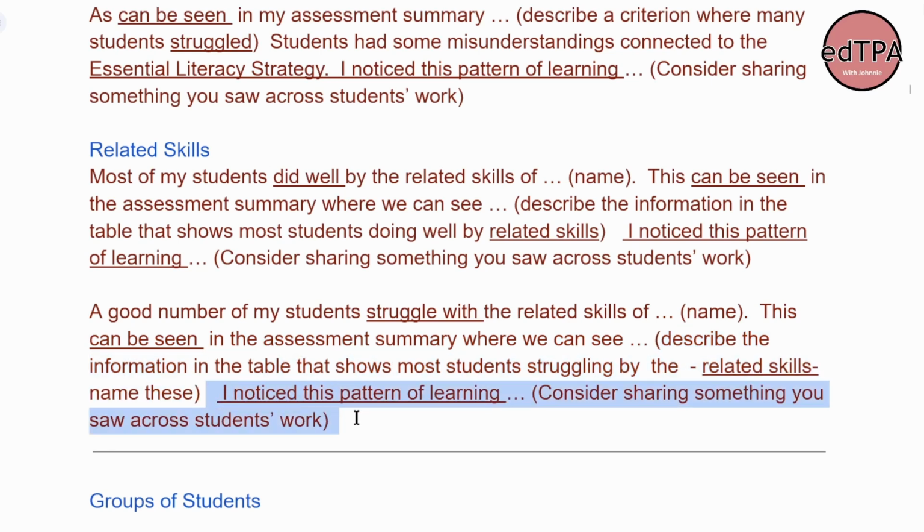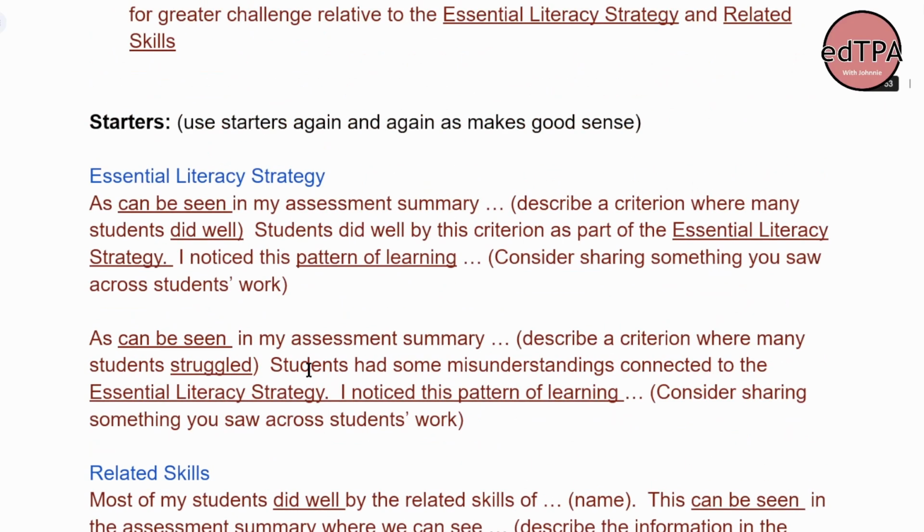And then again, I noticed this pattern of learning. Consider sharing something that you saw across students' work. So we talked about doing well. We talked about struggling. We talked about sources of evidence, can be seen. And we're also talking about patterns of learning. Right? So everything you need is in these starters. And so this was all about whole class.